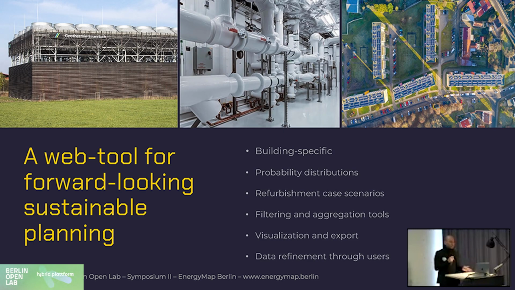So what we want to do is to build a web tool for forward-looking sustainable planning on the urban scale. And for this, we want to implement a building-specific energy map, which has probability distributions regarding the results that we can give on the buildings, so planners know how certain we are with the data that we can publish.